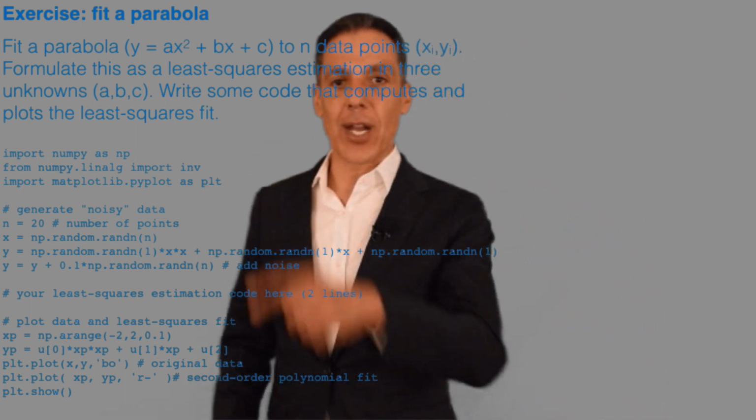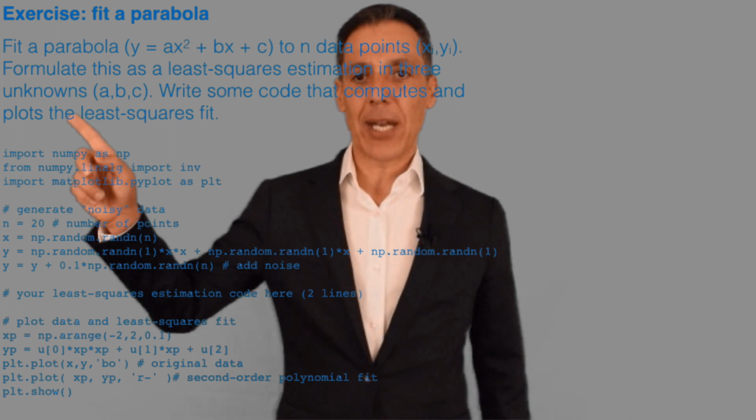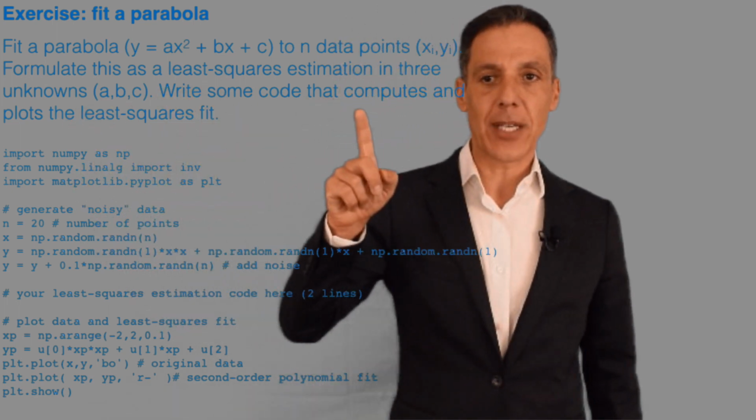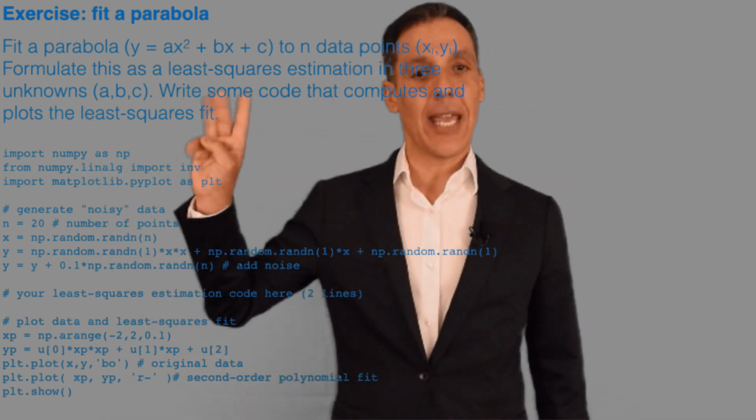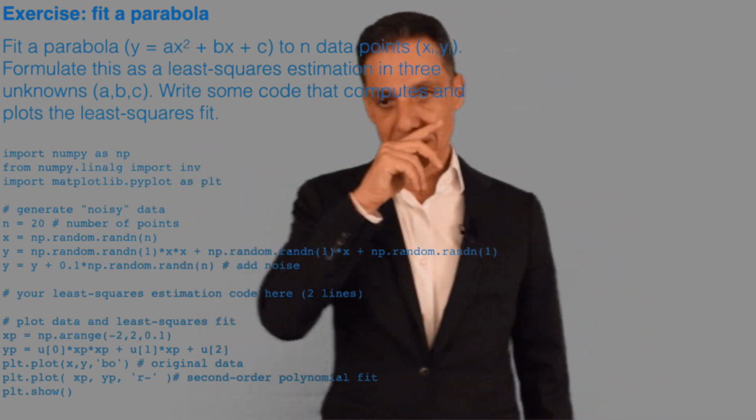You're going to fit that parabola to n data points, xi, yi, and I'm going to ask you to formulate this as a least squares estimation in three unknowns, a, b, c, and we're going to write some code that computes and plots the least squares fit.